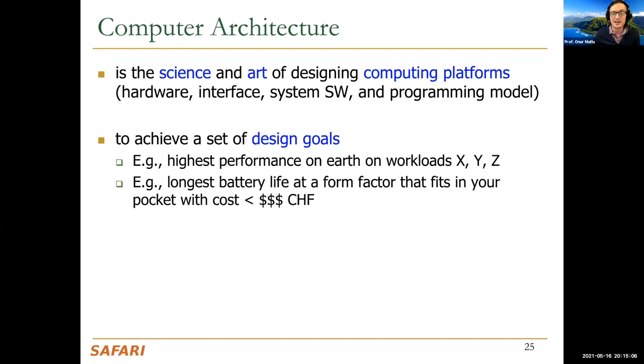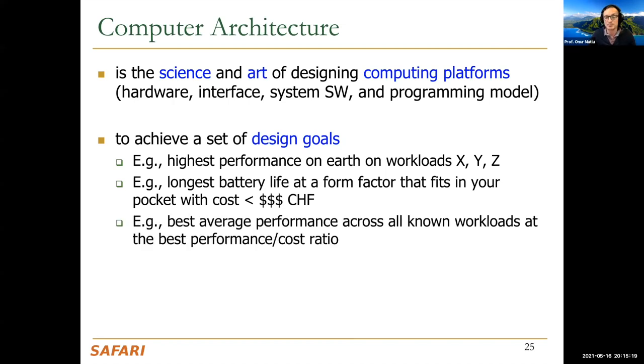But you may have a design goal that's completely different. You may want to get the longest battery life at a form factor that fits in your pocket with some cost limit, as you can see. And that may be a mobile system that is in widespread use today. And you may be extremely general purpose. You may want to get the best average performance across all known workloads at a good performance cost ratio. And that's the paradigm of general purpose computing.